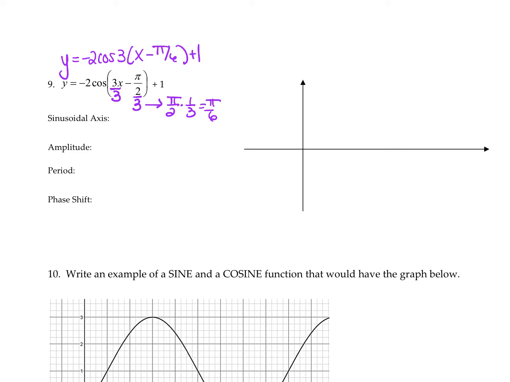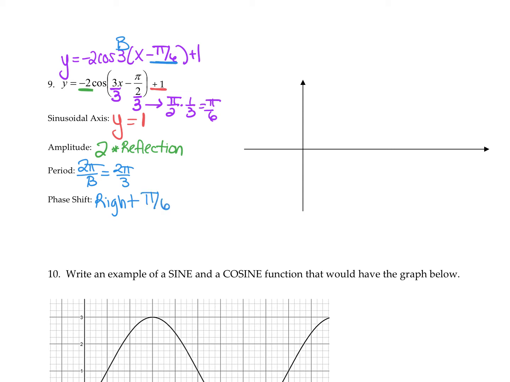So sinusoidal axis, I got a +1 here, so my sinusoidal axis is y equals 1. My amplitude is going to be 2, but again, we're going to have a reflection. My period is going to be 2 pi divided by my b. We said my b in this case is 3. So 2 pi divided by 3 means that my period is 2 pi over 3. My phase shift, again using the factored out one, is right pi over 6.